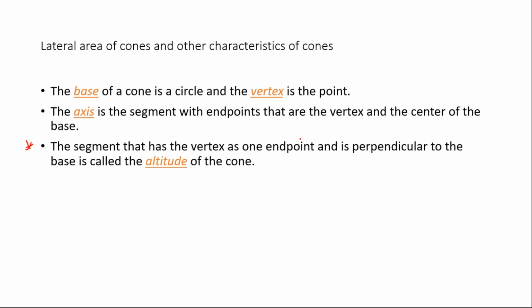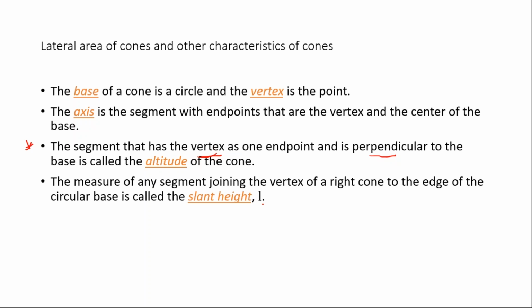But the segment that I'm worried about more is, again, the altitude. It's from the vertex perpendicular to the base. That's the altitude. Then going to the side, to the circle, joining the vertex to the edge of the circular base, that is the slant height. You kind of see that triangle formed. That is the slant height.